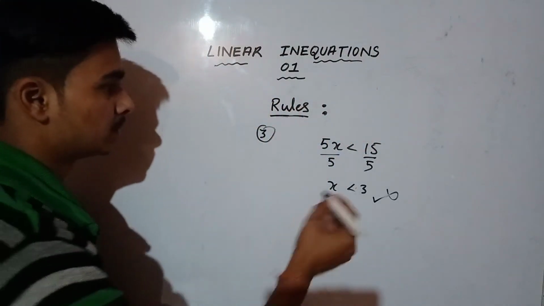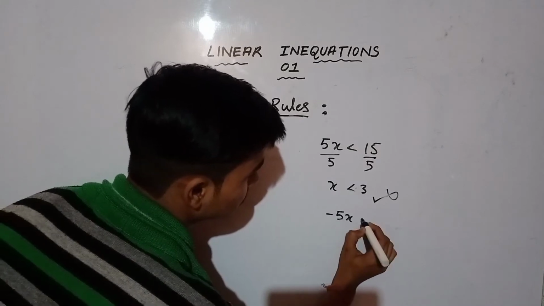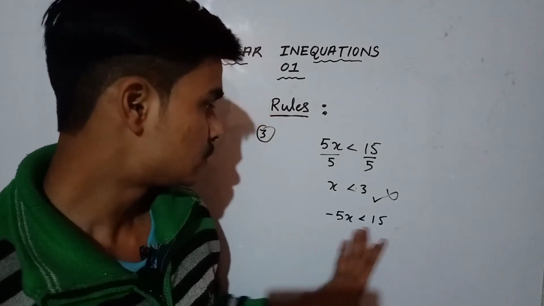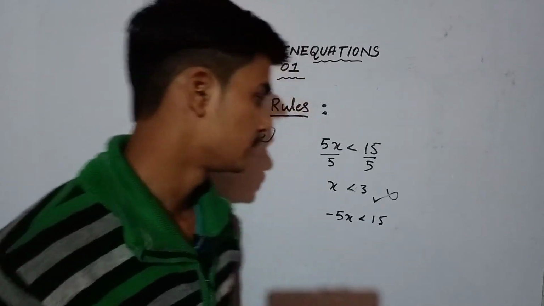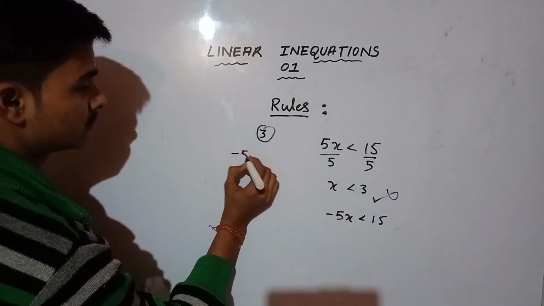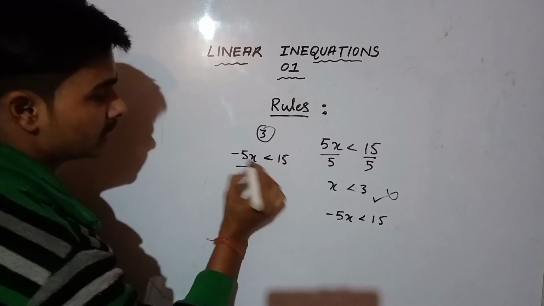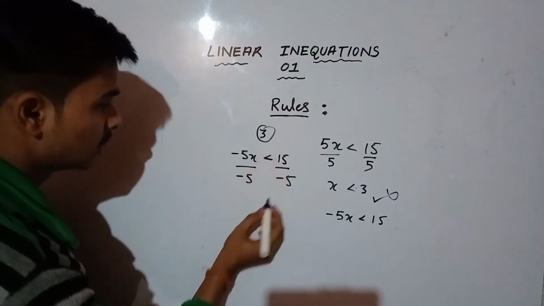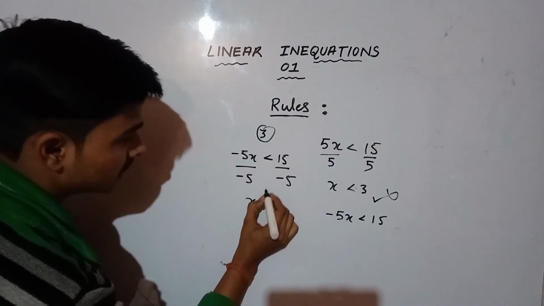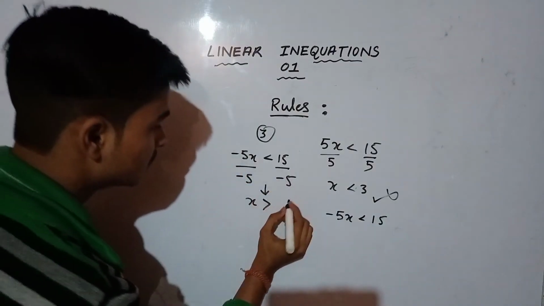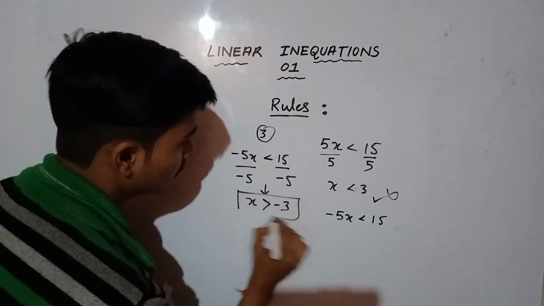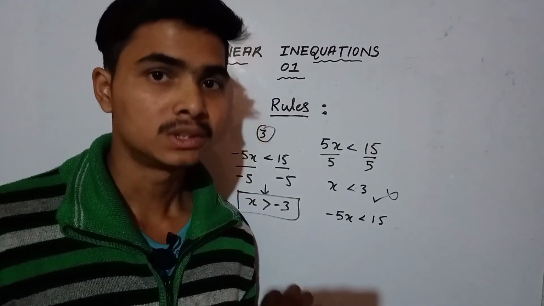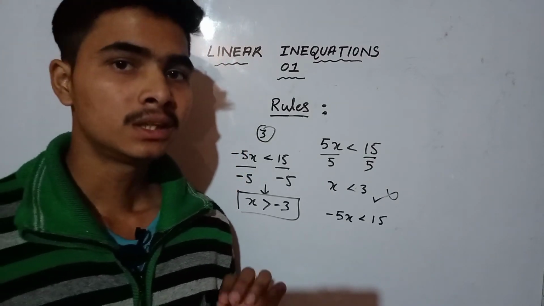Now let us take a simple example. Suppose I have this inequation, minus 5x is less than 15, and now I want to divide it by minus 5 on both sides. Okay, so let me do this task here. Minus 5x is less than 15, and now I am dividing both sides by minus 5. So now what would happen? x would become greater than minus 3. Now why did the sign change? Because we divided with a negative number. So this is the main thing which you need to keep in mind.